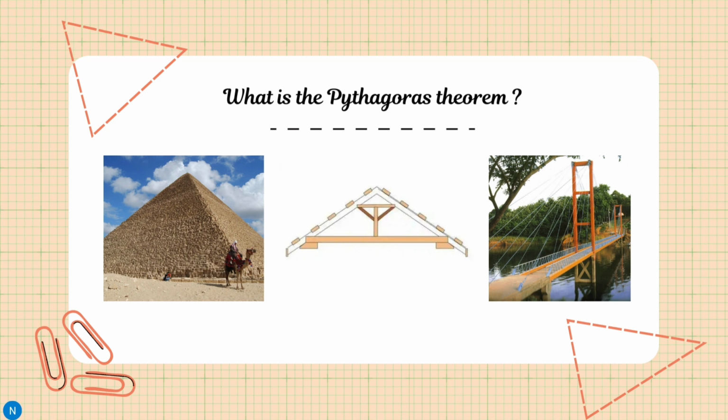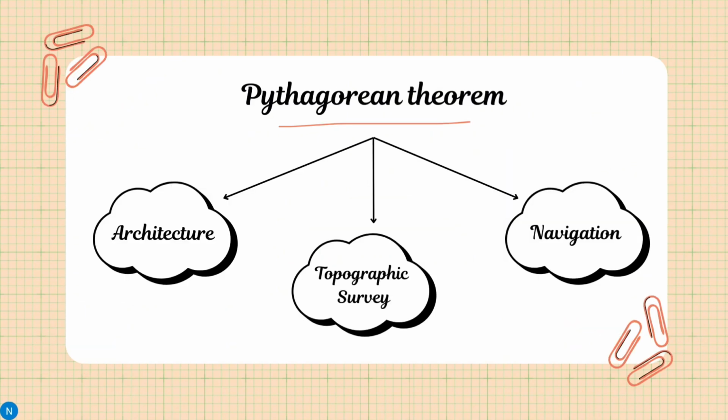Namely, a right triangle. Well, when we talk about right triangles, there is a formula that works specifically for objects that have the shape of right triangles. Its name is the Pythagorean theorem. The Pythagorean theorem is used in architecture, topographic surveys, and navigation.